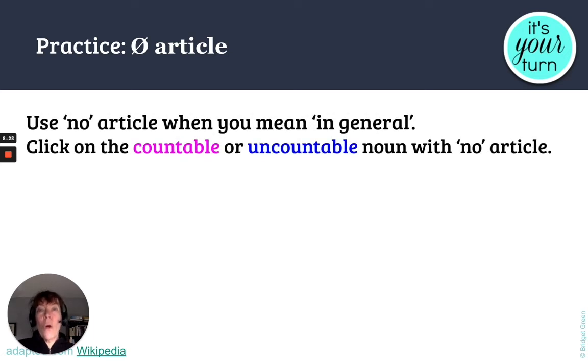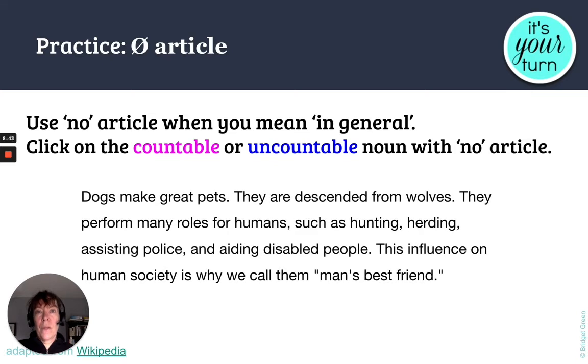So let's practice a little bit with that no article. We use no article when we mean in general with a plural noun. It can be a countable or uncountable noun. I want you to go and click on the countable or uncountable noun with no articles. So here's information about dogs. You're going to click on any countable or uncountable plural noun that has no article. For example, the first one here, dogs. So you click on that. There are 13 of them total. Good luck.